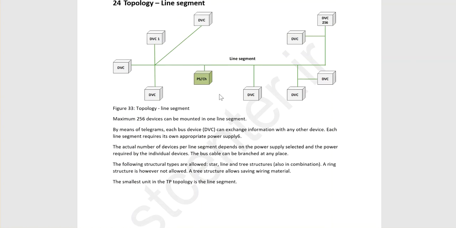Okay, so when you want to select the power supply, you should select between different categories. So what is the difference?